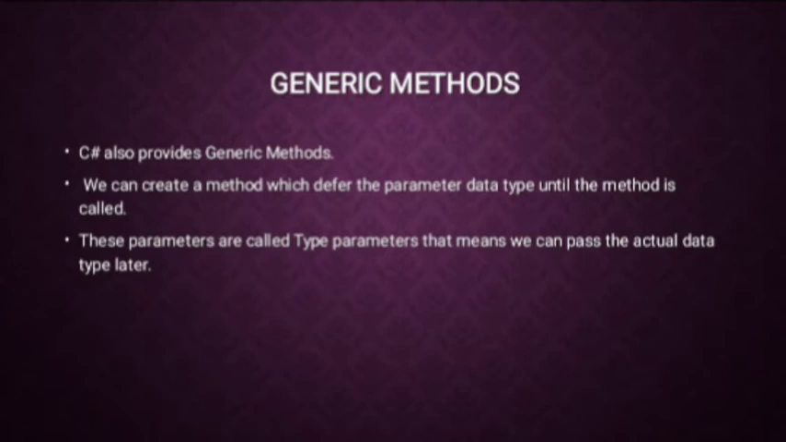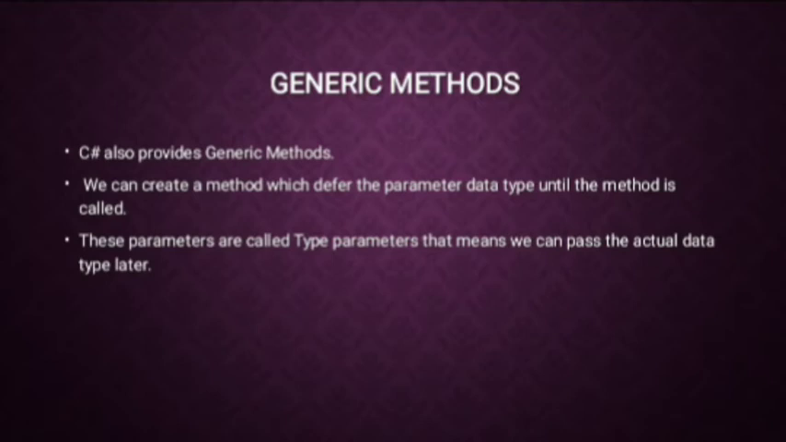C sharp also provides generic methods. We can create a method where the parameter data type is deferred until the method is called. This is very important. Until the method is called, the parameter data type is not fixed. What is a parameter data type? Previously, we saw data types like integer and string. A parameterized data type is enclosed in less than and greater than symbols. This is the type, and in C sharp we call it a type parameter.